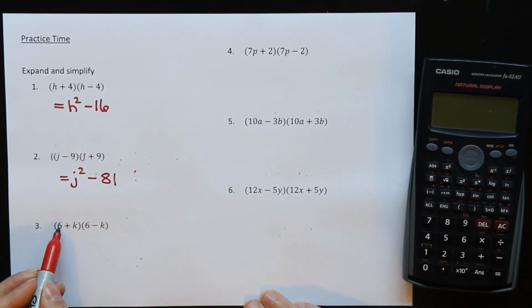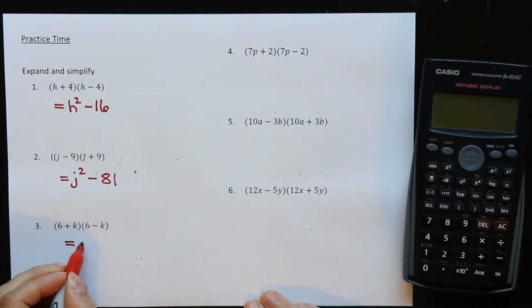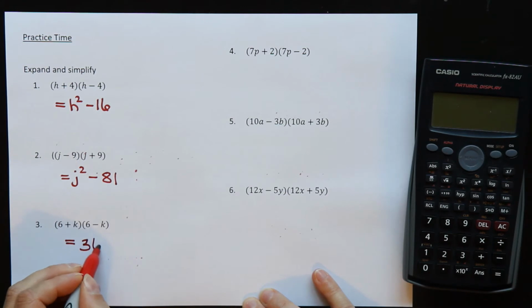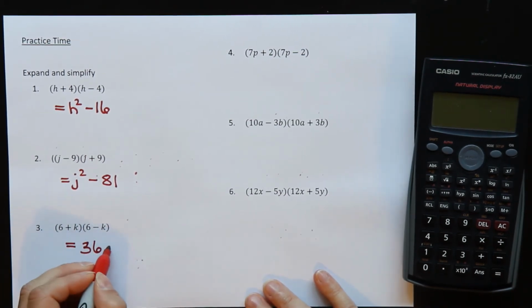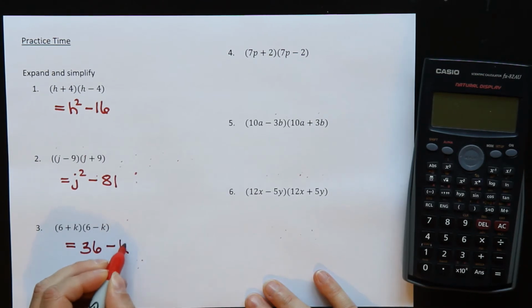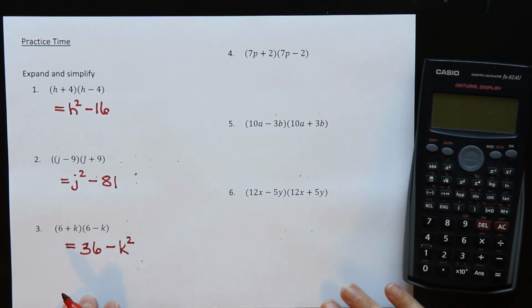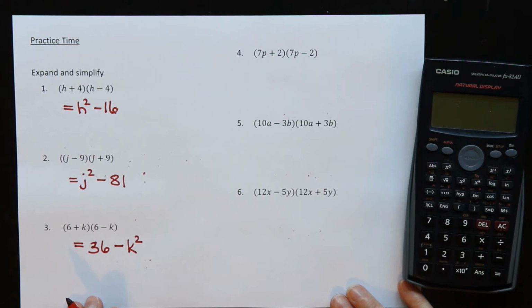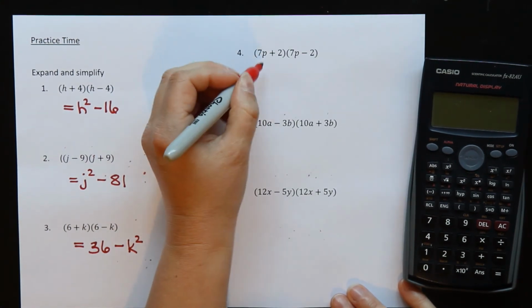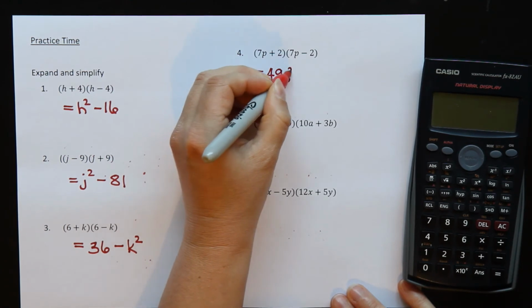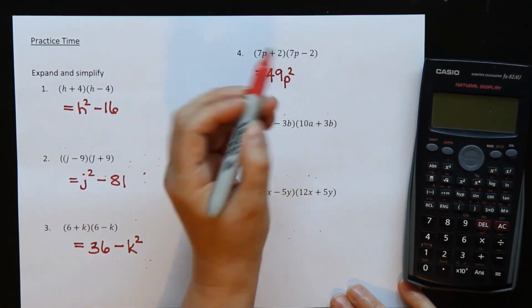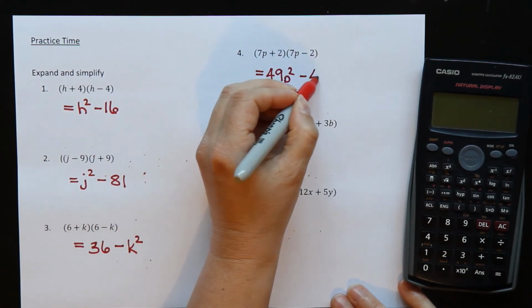Question 3, first times first, 6 times 6 is 36. And last times last, k times minus k is minus k squared. Question 4. First times first, 7 times 7 is 49p squared. And then last times last is minus 4.